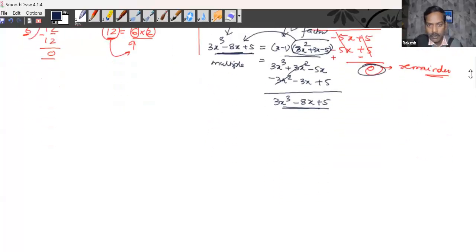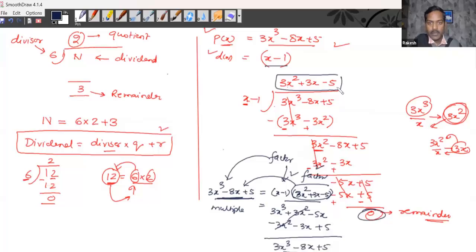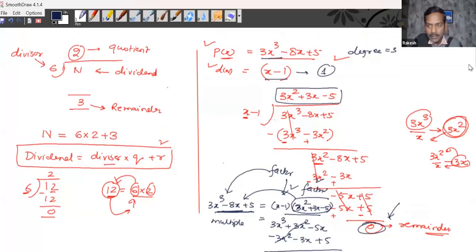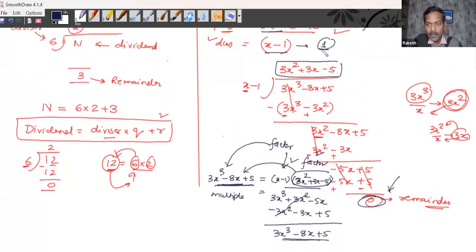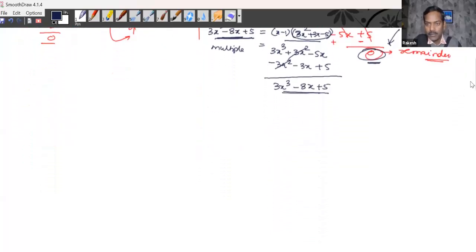Now, if you observe here, there is one more thing which you need to observe. Here the degree of the polynomial is 3. The degree of the divisor is 1. And what is the degree of the remainder? 0. Because the remainder is 0, a constant number, the degree is 0, as there is no variable attached to the remainder. So it will always happen that the divisor has a degree which is 1 more than the degree of the remainder, right?